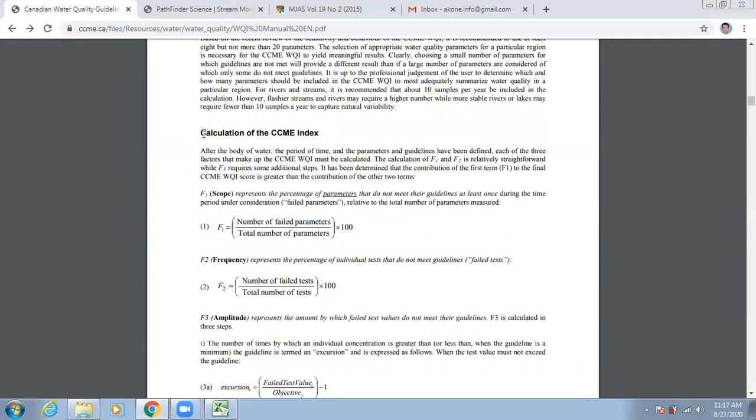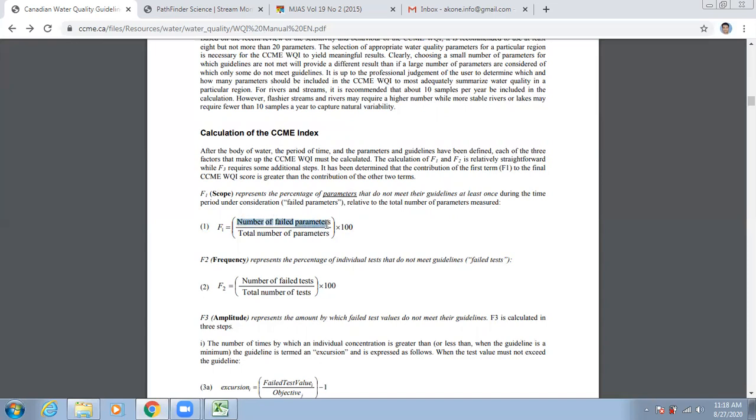The first method is based on the number of failed parameters and the total parameters we have taken. Failed parameter means we have to analyze the samples on the basis of the drinking water parameters, IS 10500:2012. On that basis, we go for individual tests and check against the guideline. If they are not meeting the guideline, then we consider them a failed parameter.